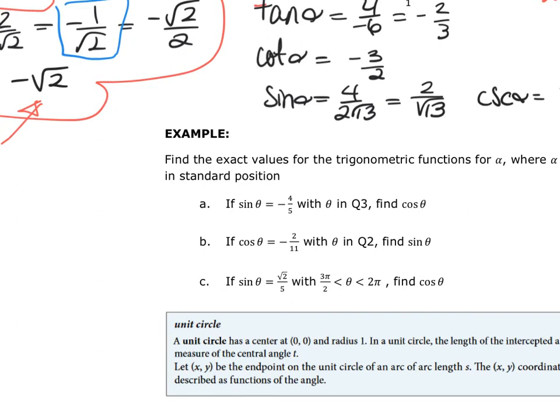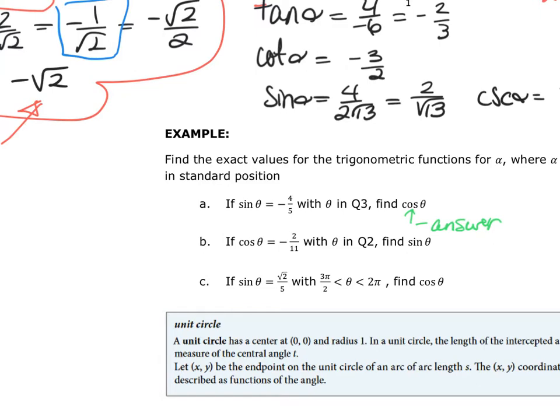So the reason I'm bringing that up is because when I'm in quadrant 3, do I expect cosine to be a positive answer or a negative answer? I expect this to be negative. So because this is in quadrant 3, I expect this to be a negative answer. And I'm just doing that to remind myself when I do my x, y, r stuff that I need to have a negative for my x.